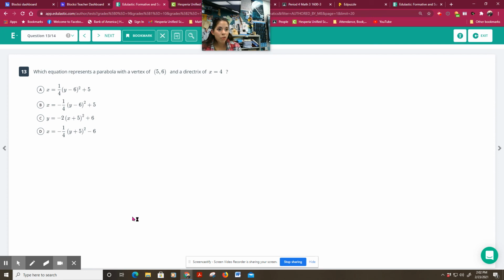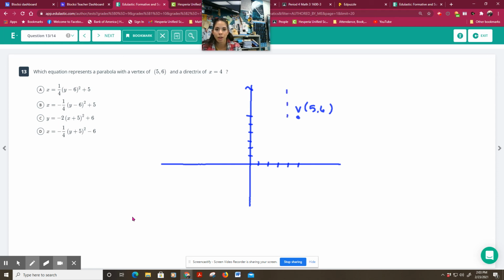Number 13, which equation represents a parabola with a vertex of 5, 6 and a directrix of x equals 4? Again, I'm going to use my ruler on here. Sorry, I lost a little bit of control there. Okay, vertex 5, 6: 1, 2, 3, 4, 5, and 1, 2, 3, 4, 5, 6. So there's my vertex. And directrix x equals 4: 1, 2, 3, 4. So the directrix is right here.